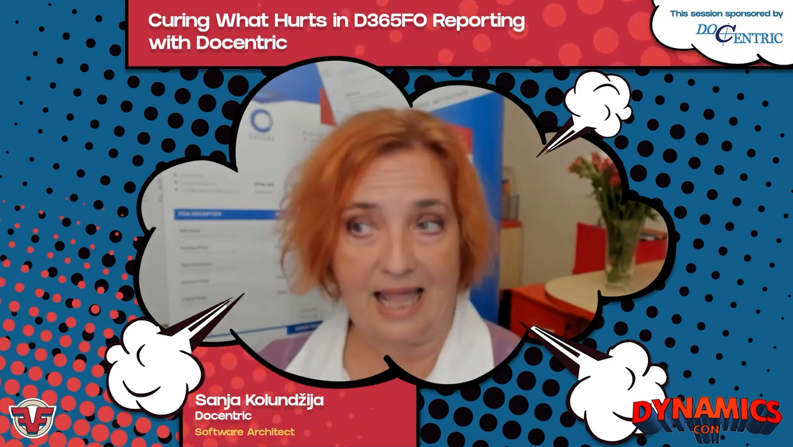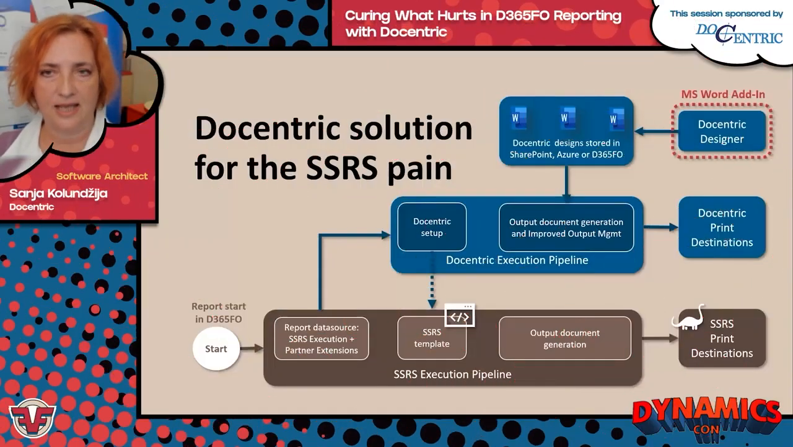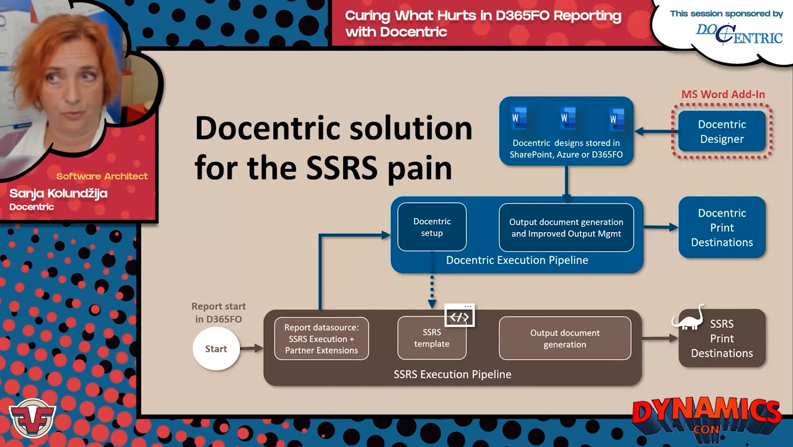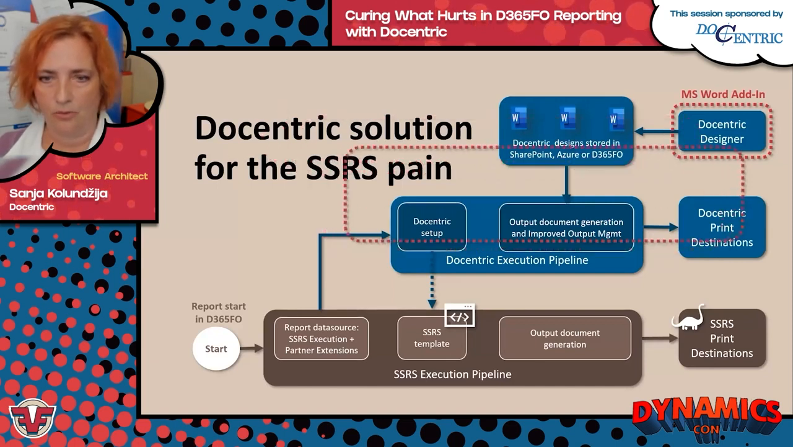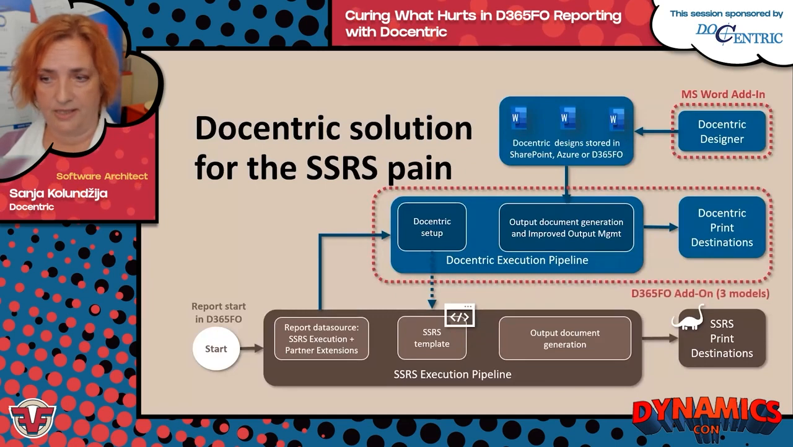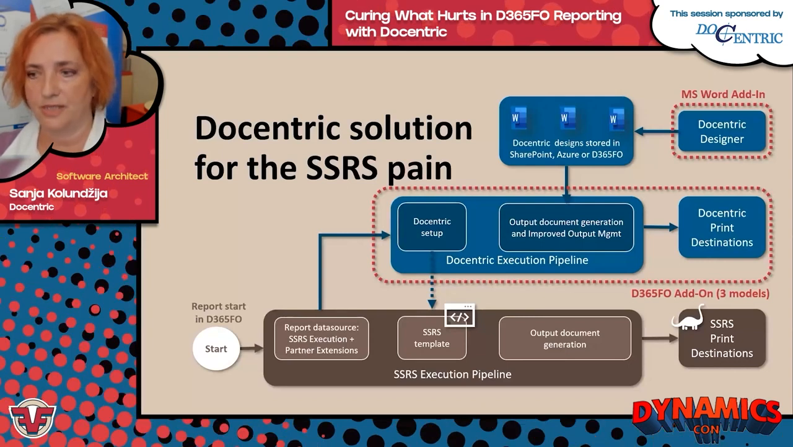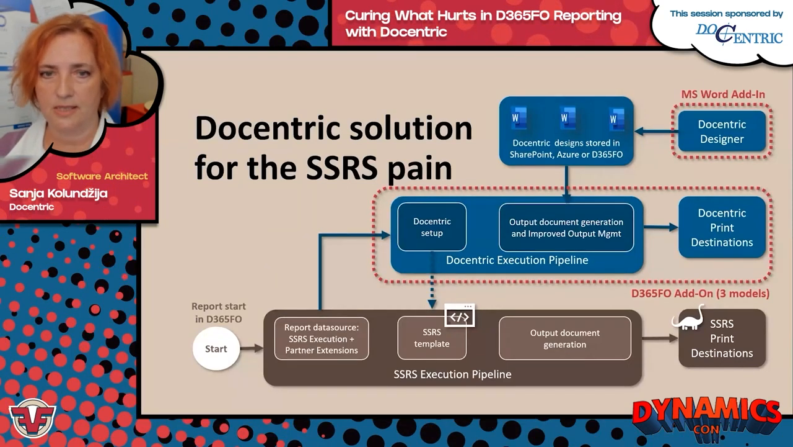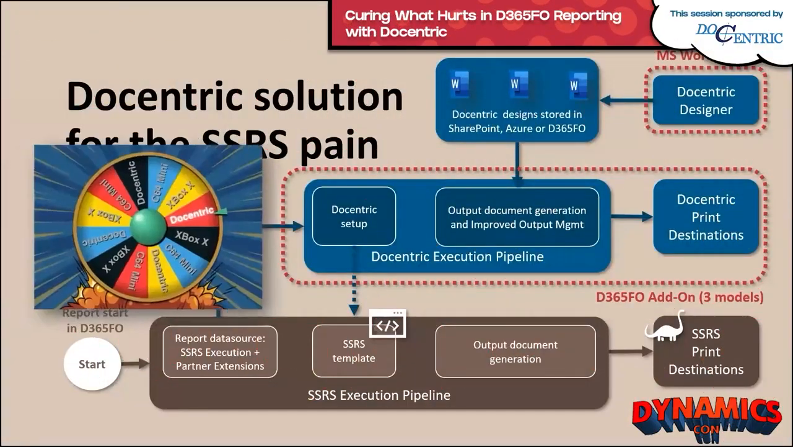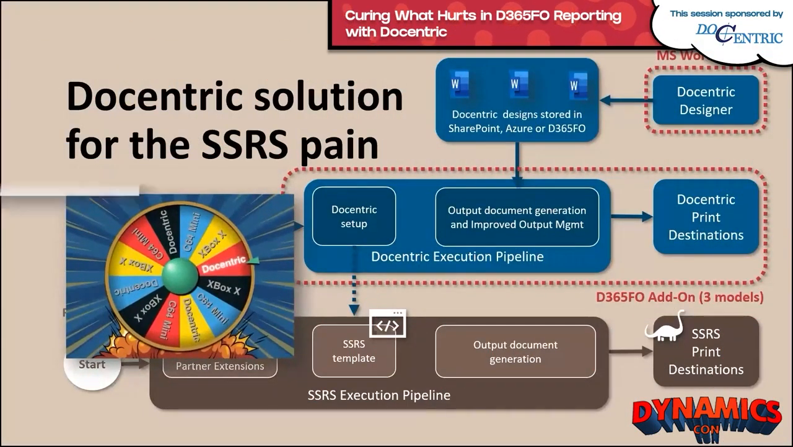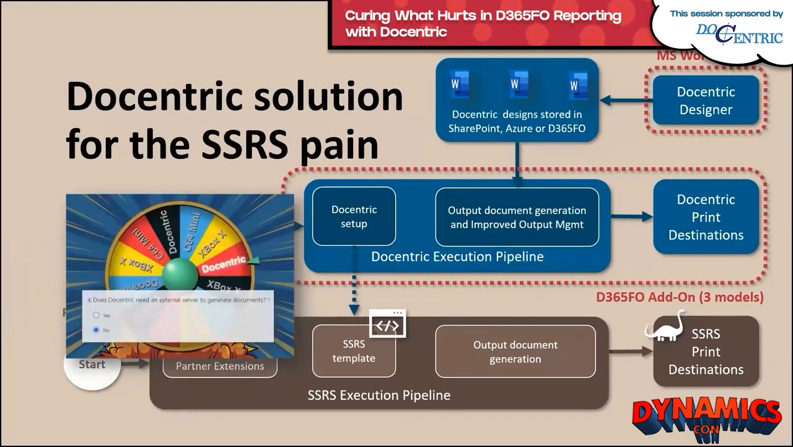So that approximately completes the explanation of this slide. And just let's repeat, the Docentric solution consists of two components. One of them is our add-in for Microsoft Word, and in it you design the templates. And the second component is the add-on for D365. It consists of 3 models that you install within D365. They execute in the context of D365, so they don't require an external server, so everything is lightweight, much simpler for maintenance, and performance is much, much better.